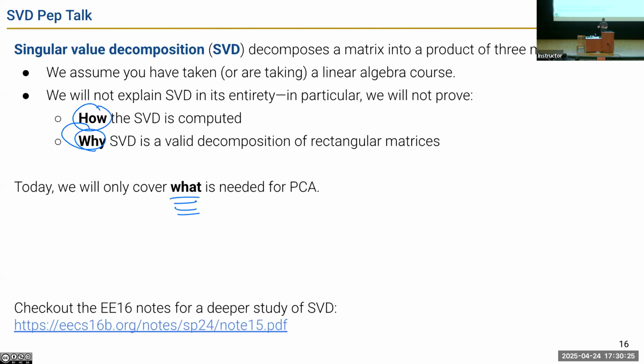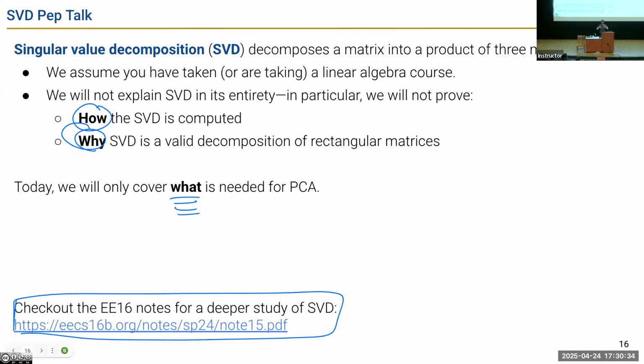Okay, why does it relate to PCA? How do we get this connection between SVD and PCA? If you want to learn more about SVD, you can check out these course notes, and there are lots and lots of posts and blogs about the topics we're covering today because they are tough and confusing, especially the first time you're seeing them.